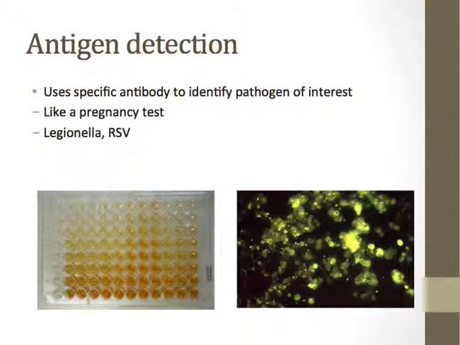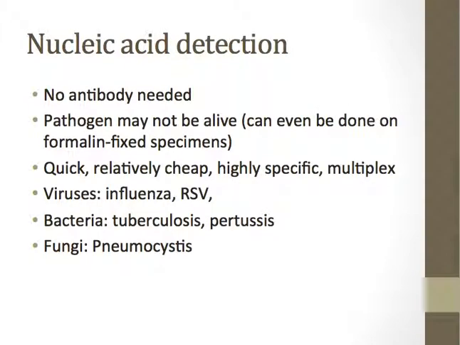And increasingly, we are moving towards nucleic acid detection. It doesn't need any antibody. The pathogen doesn't actually have to be alive for you to detect its nucleic acid. DNA in particular, as you know, is very stable, and so we can even do it on formalin-fixed specimens that have been sent to histology. Nucleic acid detection is quick, relatively cheap, very specific because you design the primers against the specific bits of nucleic acid you want to find, and can be multiplexed.